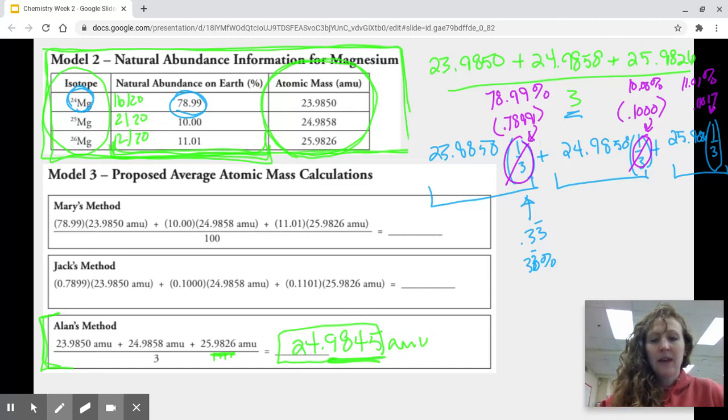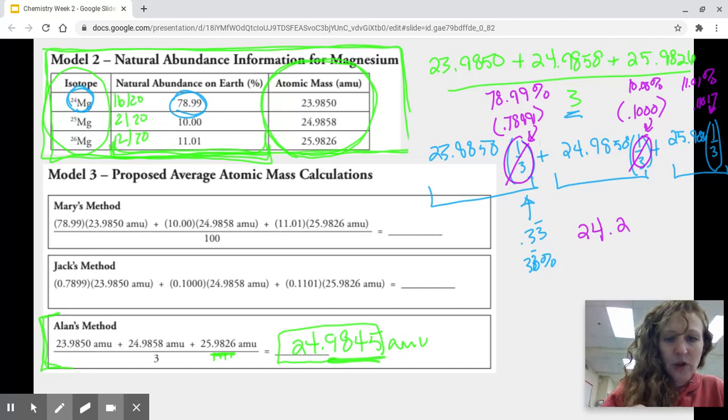Okay, and what I got was 24.2. What are we keeping it to? These keep it to the 10,000th place. These only keep it to the 100th place. So I'm going to keep this to the 100th place: 0.23 AMU.